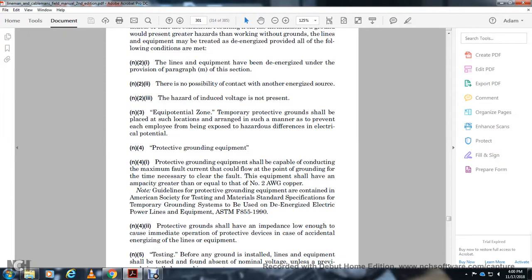Protective grounds shall have an impedance low enough to cause the immediate operation of the protective device in case of an accident on the energized line or equipment.